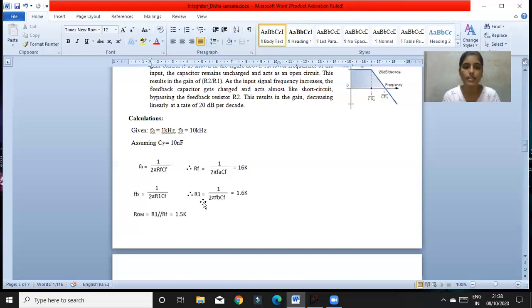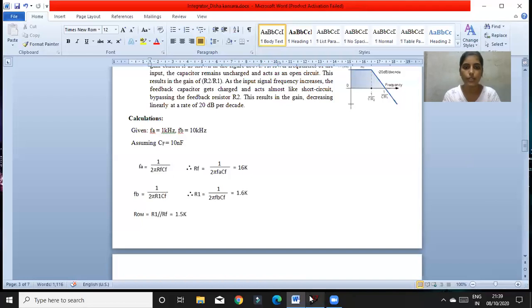Now my fb is 1 by 2 pi R1 Cf. So my R1 is equal to 1 by 2 pi fb into Cf. So my R1 is 1.6 kilo ohms, and my R comp resistor, where R1 is parallel to Rf, is 1.5k. So I got all the resistor and capacitor values.